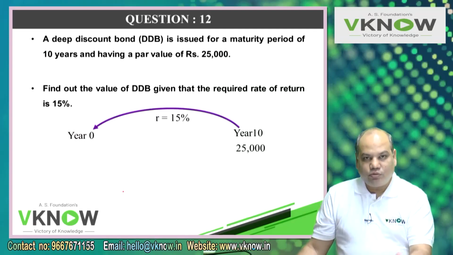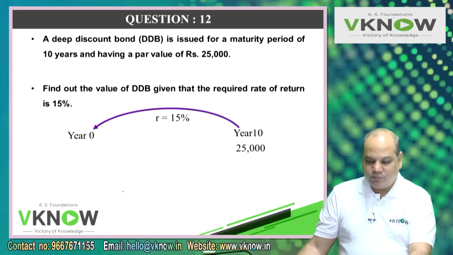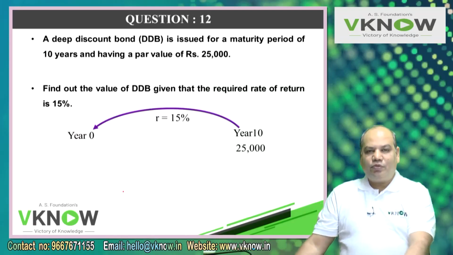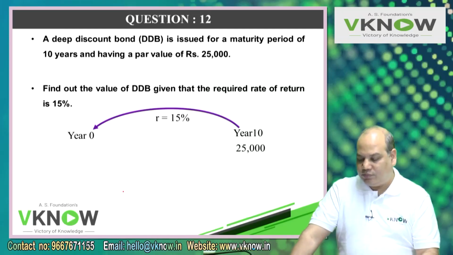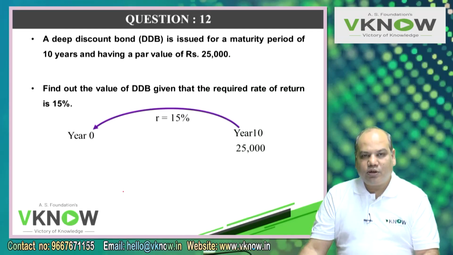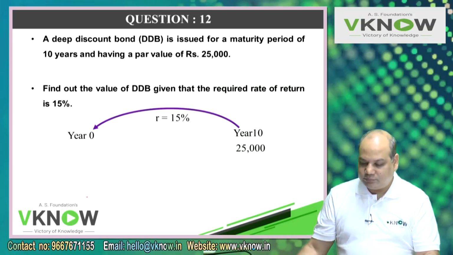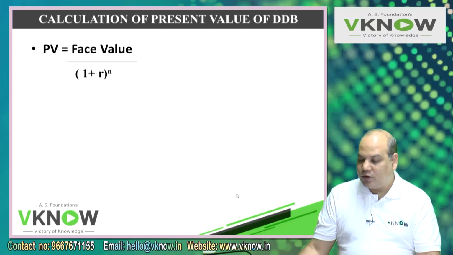Suppose I ask you what is the answer, what will be your reply? So 5 seconds to reply. What is the present value of rupees 25,000? You just have to take present value of 25,000: 25,000 divided by 1.15 to the power 10. So waiting for your answer. What is the answer? Let us check.